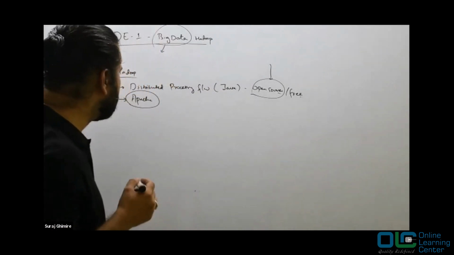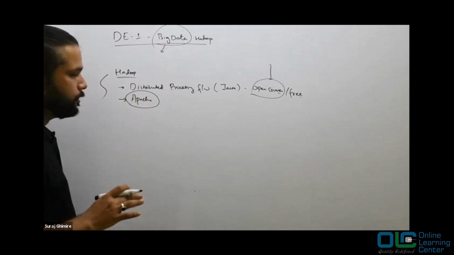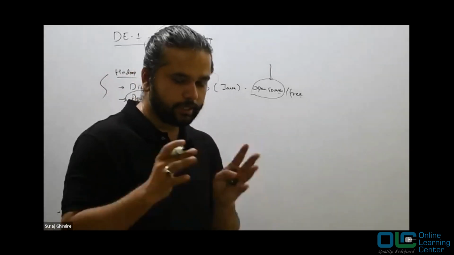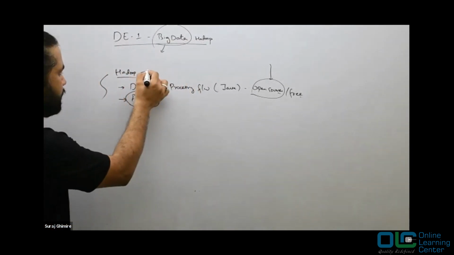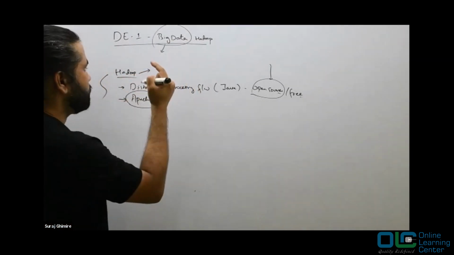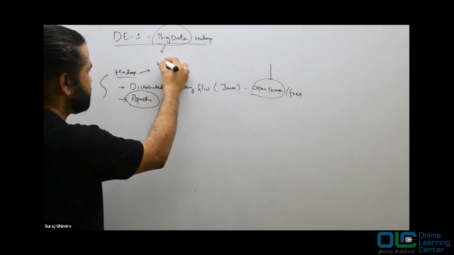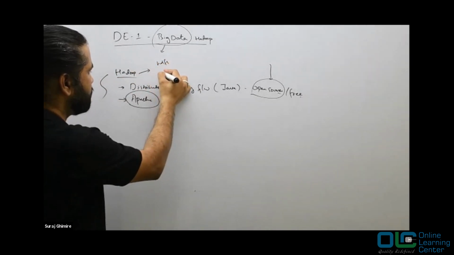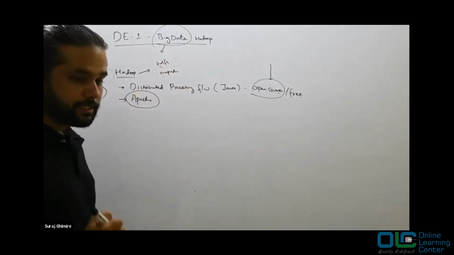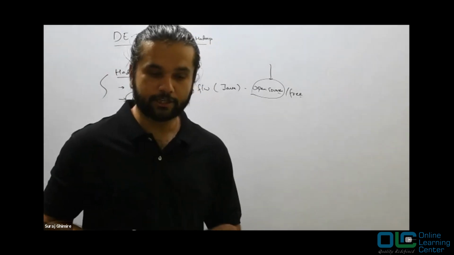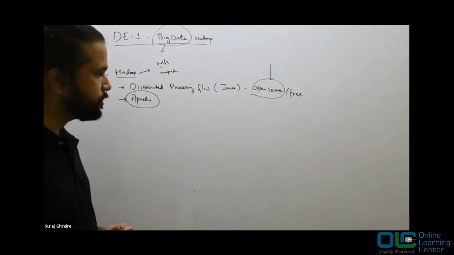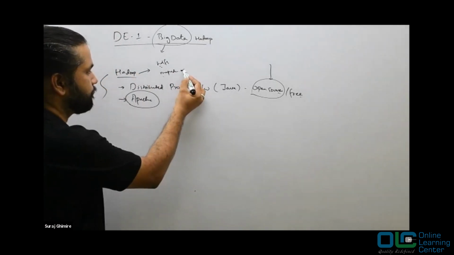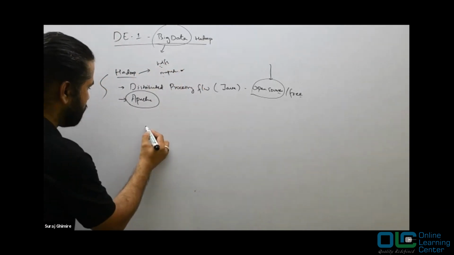So Hadoop says I would be able to process your data by storing the data in different nodes. As you know, the very initial version of Hadoop had only two things. One is your HDFS and the other one is your MapReduce. HDFS is to store the data in a distributed way, and MapReduce is basically to process those data.